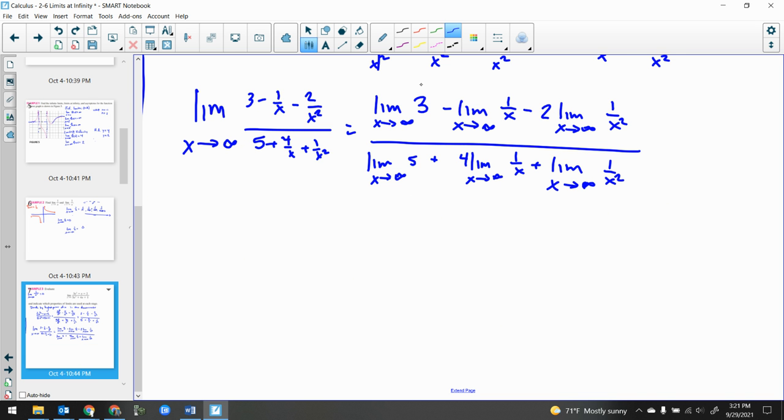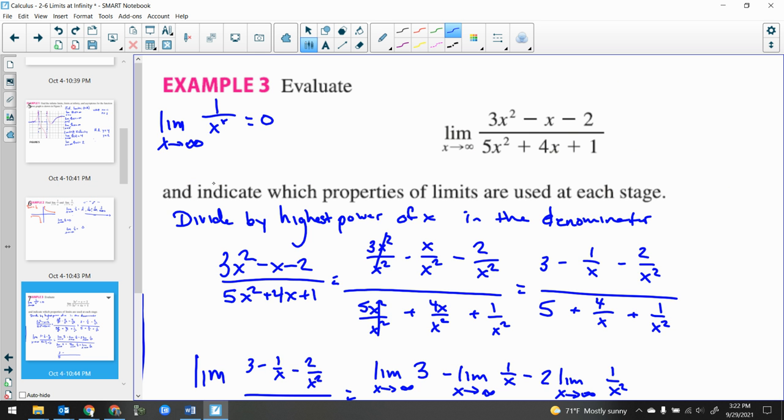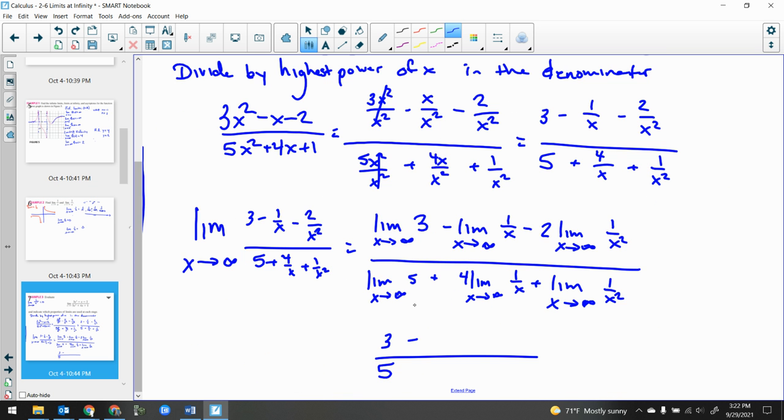Take a look at this and this. What is the limit of a constant? As x approaches anything, the limit of a constant is the constant. So this ends up being a 3, and this ends up being a 5. Well, what does this end up being? Oh, we looked at that last slide. The limit as x goes to infinity of 1 over x is just 0. So I know that this intuitively is 0.